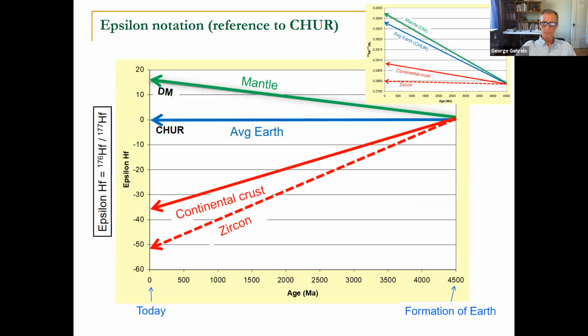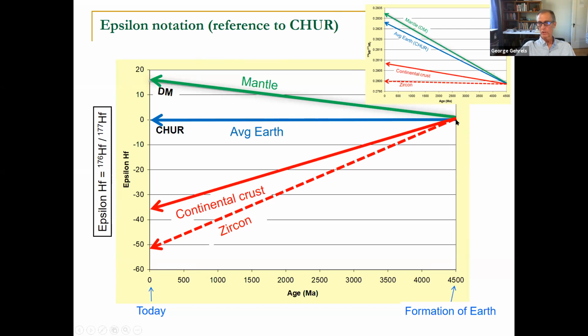Okay, so here's what we're going to do now. Instead of using isotope ratios here, we're going to set CHUR equal to 0. We're going to make that our reservoir. Even though it's changing, we're going to set it to 0 just mathematically. And then we're going to talk about mantle material going up relative to CHUR, and continental crustal material going down, and zircon going down even more. Even though they're all going up, when you flatten CHUR, the mantle goes up, and continental crust and zircon go down. So here's how the world would work in terms of this epsilon notation diagram.